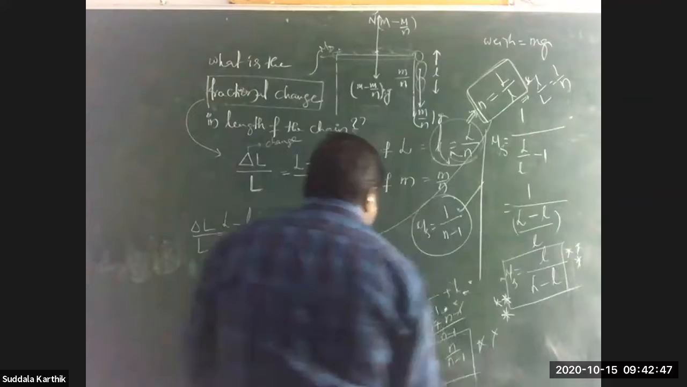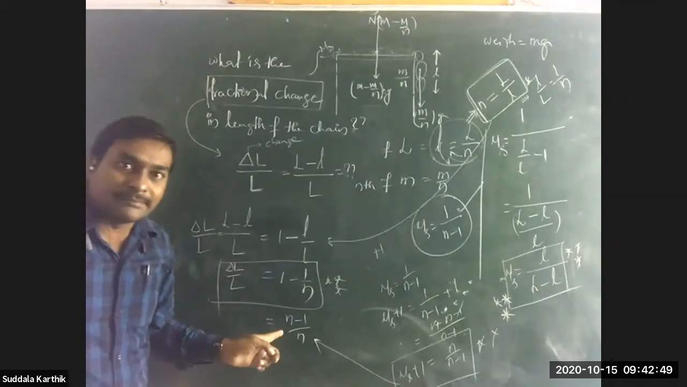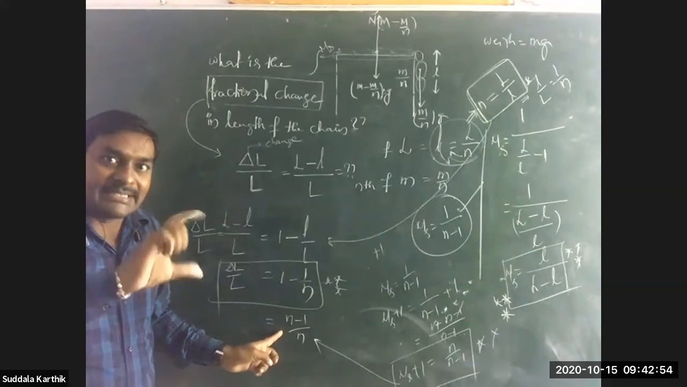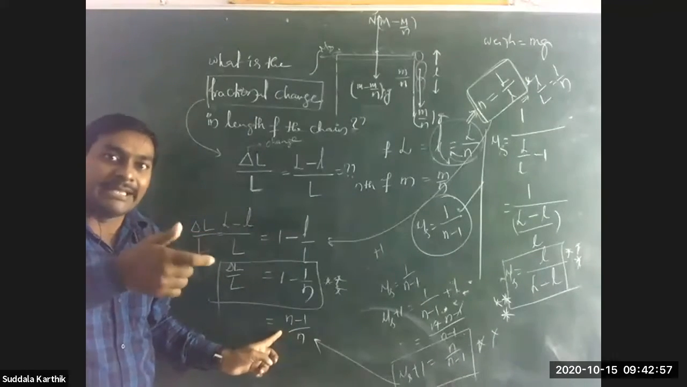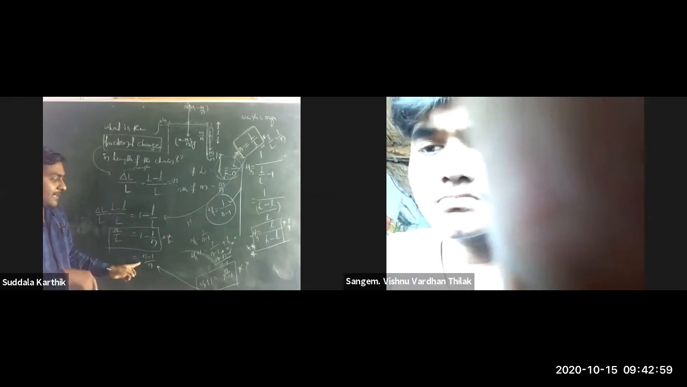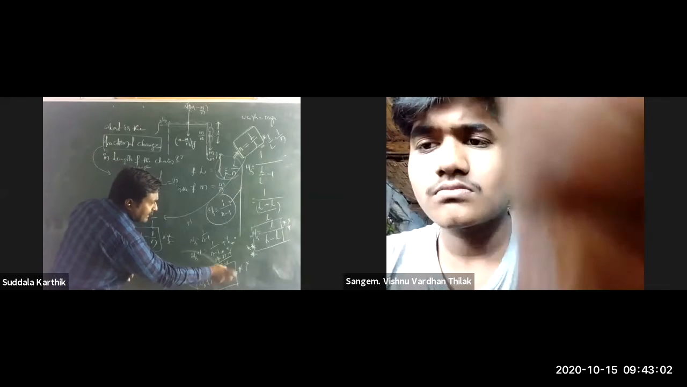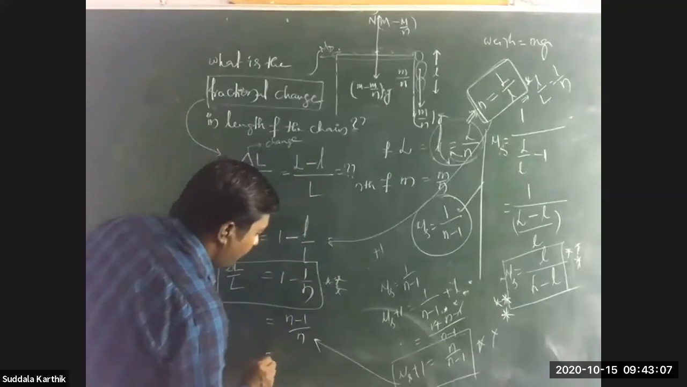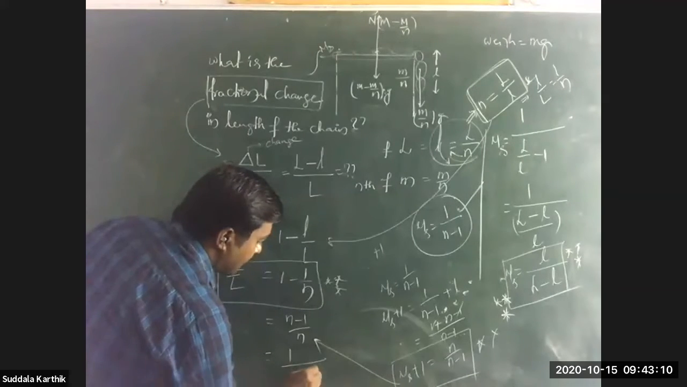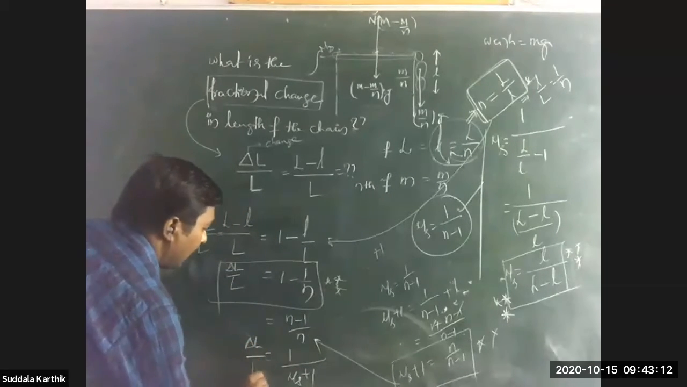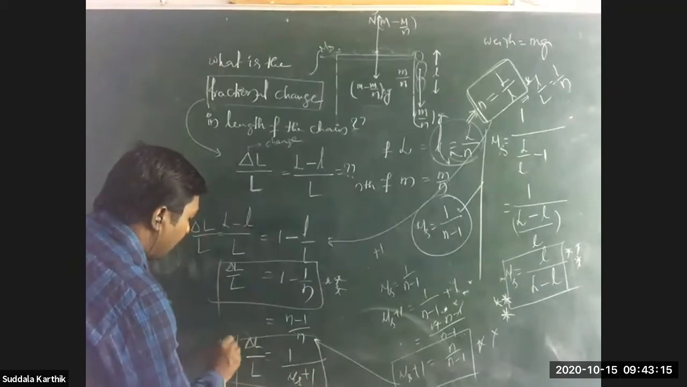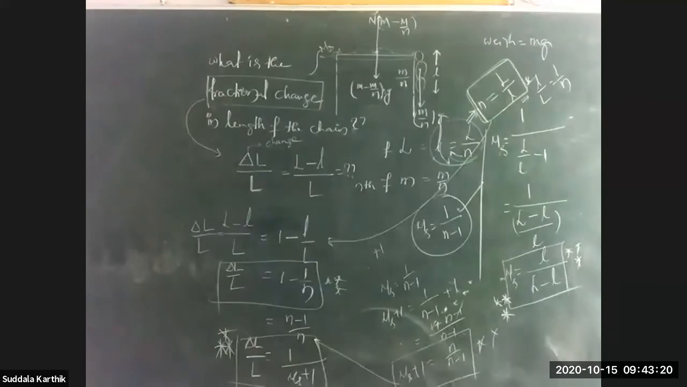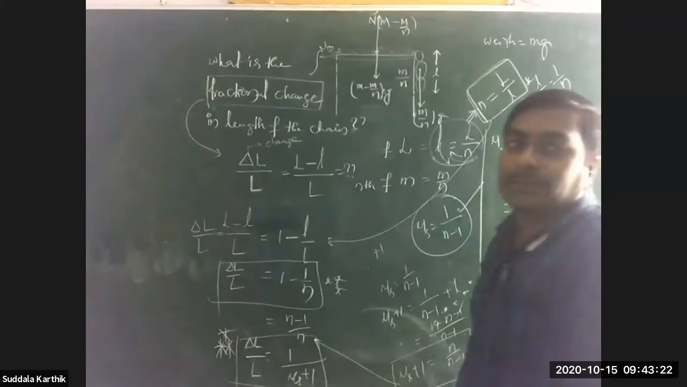But here, it is not N by N minus 1; it is N minus 1 by N. The reverse, the reciprocal value, is there. So for that reciprocal value, if you reverse this one, you will get delta L by L is equal to 1 by mu s plus 1.